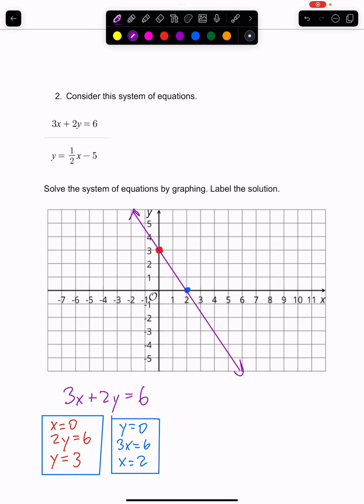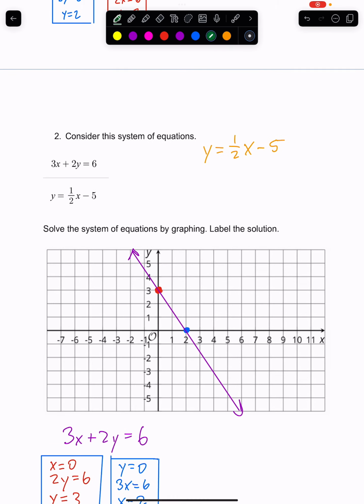Let's check out this other one here. We got y equals 1/2 x minus 5. Now, my friends, this is y equals mx plus b. That's slope-intercept form. So guess what we got right here? We got the y-intercept. That's when x is 0. It's this little number right here. It makes total sense. If you plug in 0 for x, I guarantee you y is going to be negative 5. Let's put it on the graph.